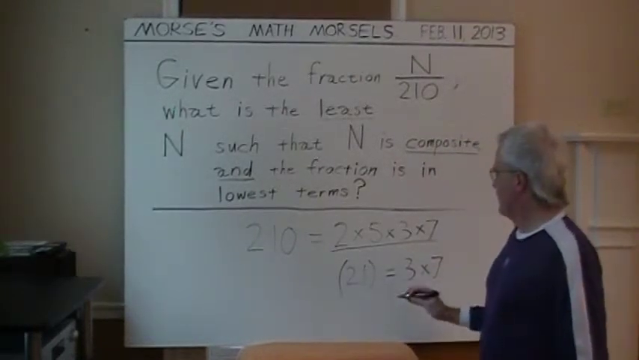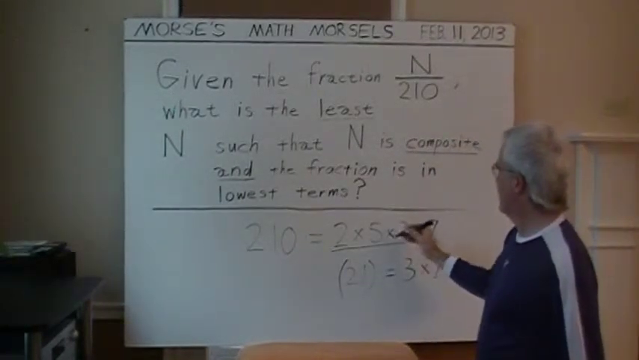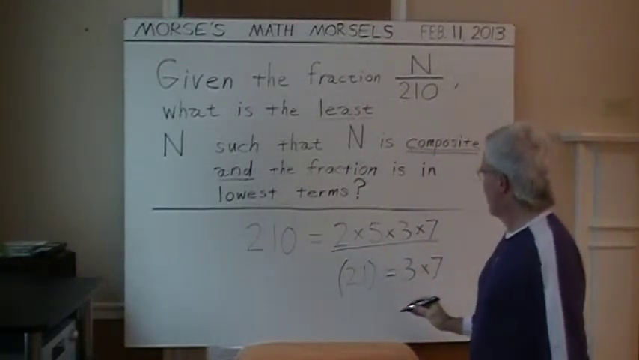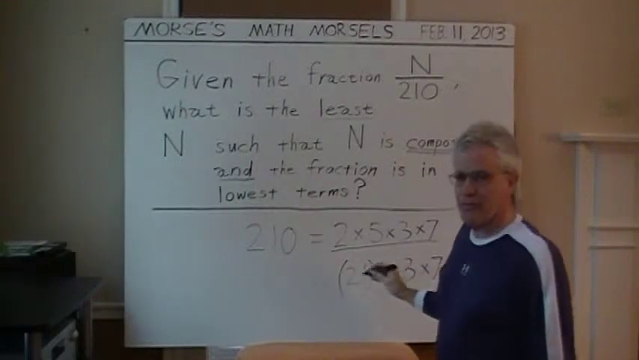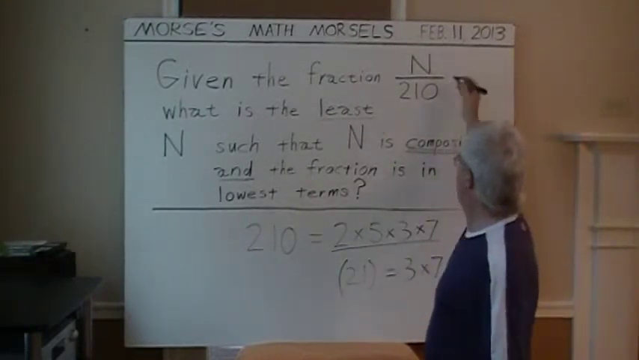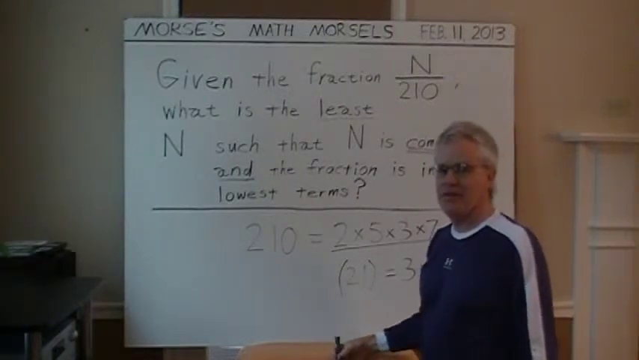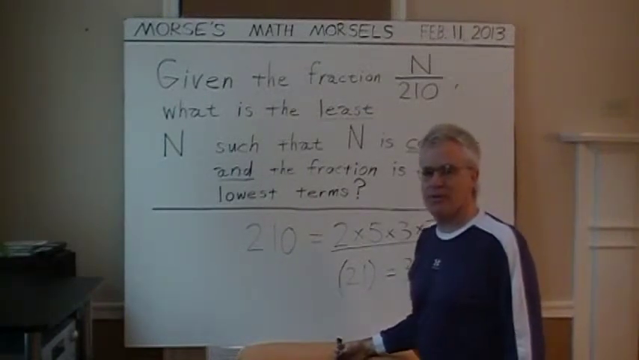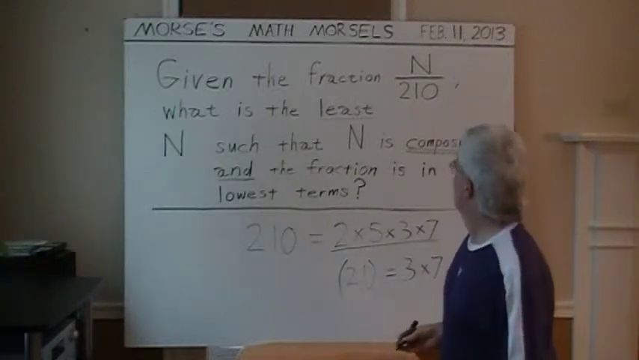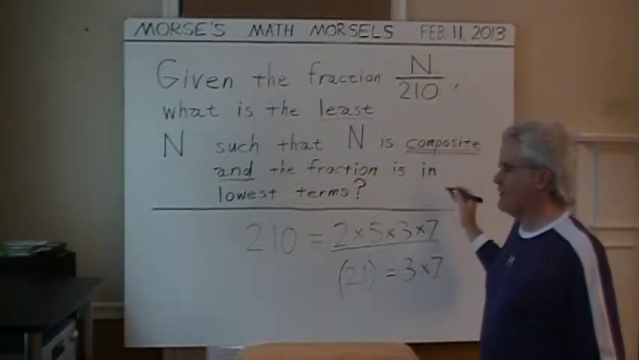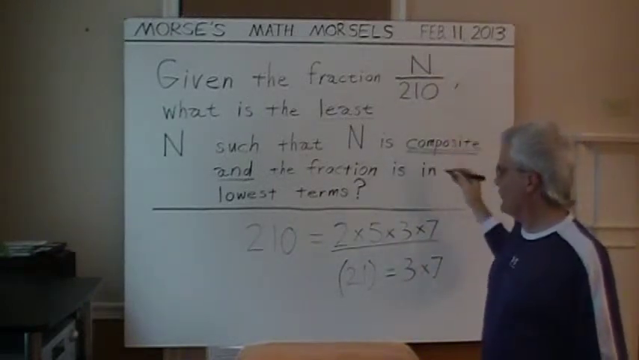So far so good. We figured out what 210 is made up of. Composite. So, we can't use any prime numbers for n, otherwise we could let n equal 11 or 13 or 17, and that would be too easy and too trivial. We need to do something more challenging. Find the composite n so that this fraction is in lowest terms.